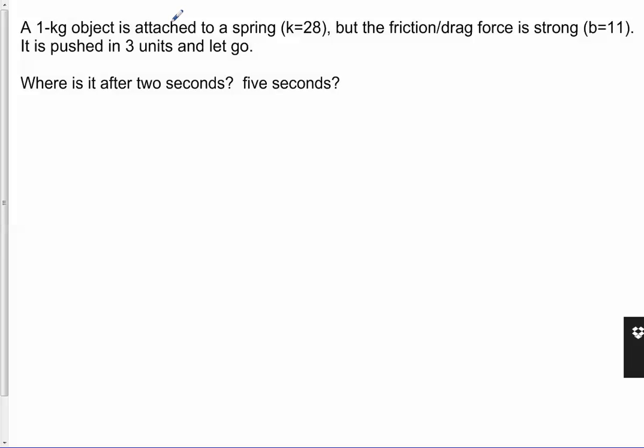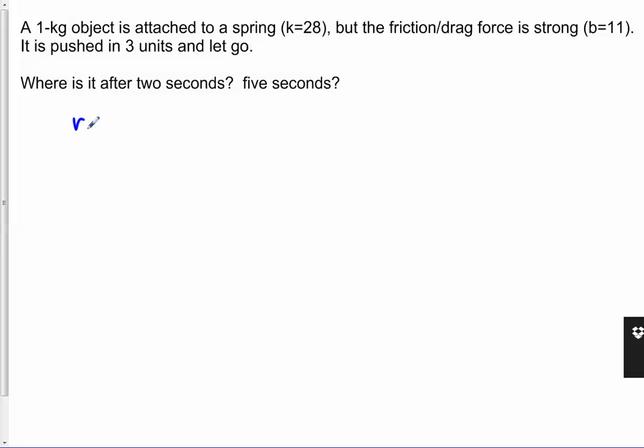So we have a 1 kilogram object attached to a spring with a spring constant of 28. And there is some damping. There's a friction or drag, and b is 11. It's pretty strong. And we push it in 3 units and then let it go. So that right there is giving us the initial condition. And the question is, where is it after 2 seconds and after 5 seconds? Okay, that's fine. Let's set up the differential equation and solve it, and then we'll be able to plug in 2 and 5.